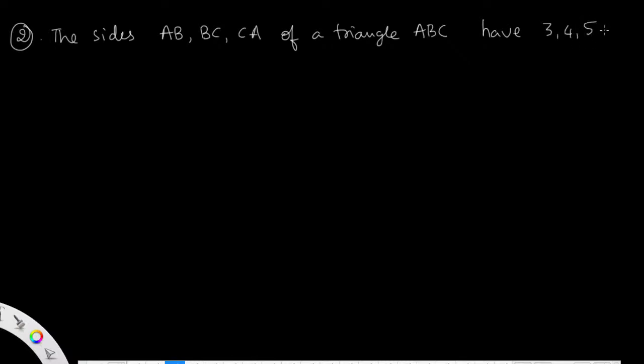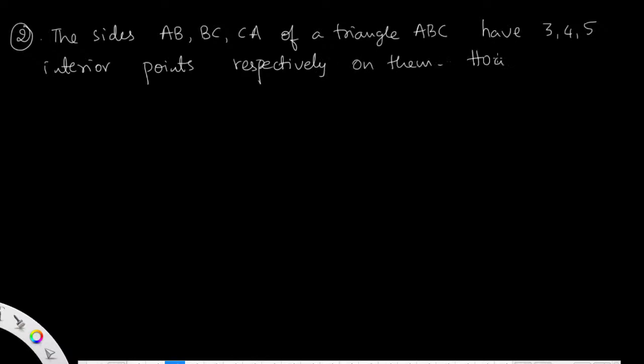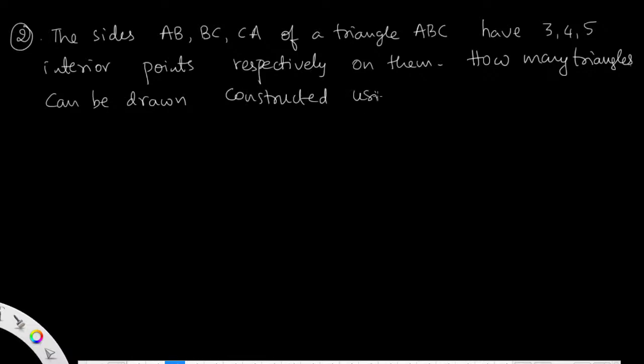Question number 2. The sides AB, BC, CA of a triangle ABC have 3, 4, 5 interior points respectively on them. How many triangles can be drawn, constructed, using these interior points as vertices?